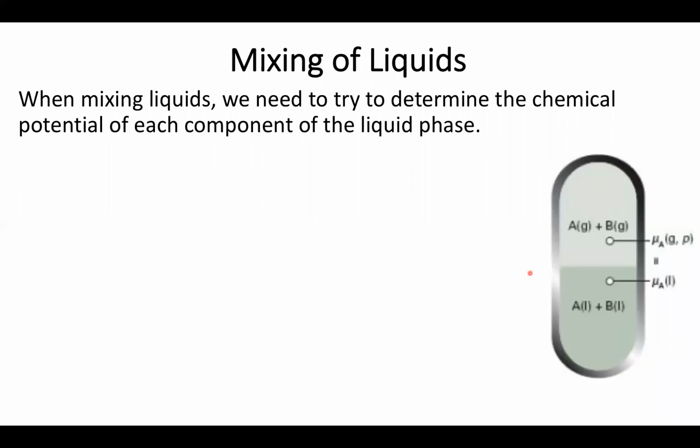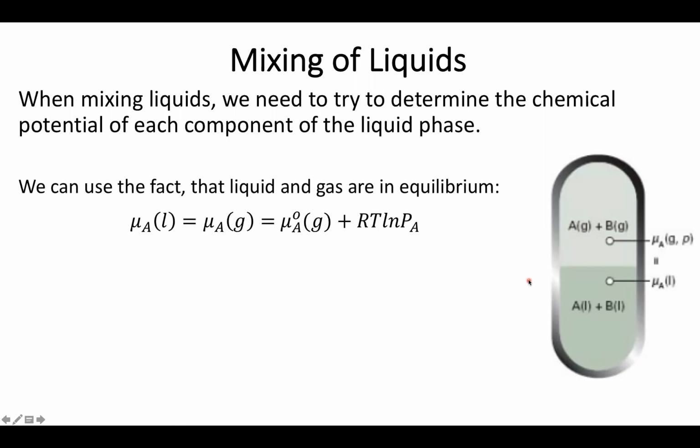So when trying to tackle a mixture of liquids, this can be a little bit tricky because, as you notice, we don't have a lot of good expressions for the liquid phase. So one of our tricks here is going to be to look at two volatile liquids. Because if I have two volatile liquids, I can take a look at the gas species that will be in equilibrium with the corresponding liquid. And as long as the gas and liquid are in equilibrium, I know that the chemical potential of the liquid will be equal to the chemical potential of the gas.